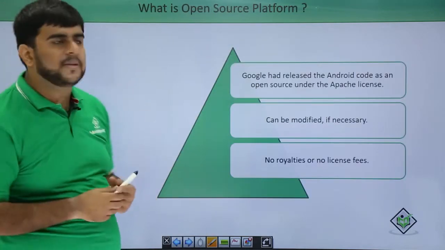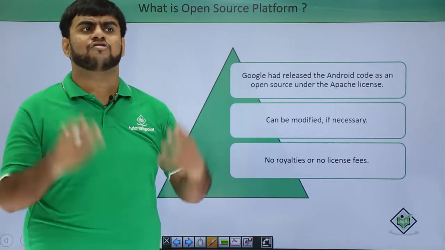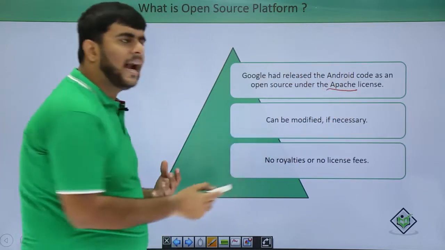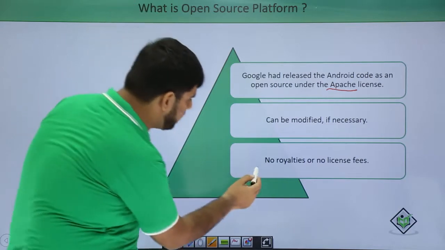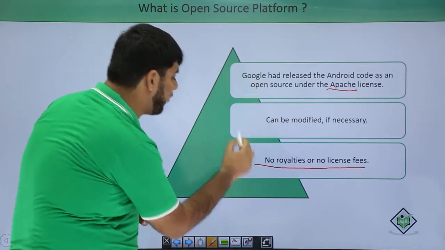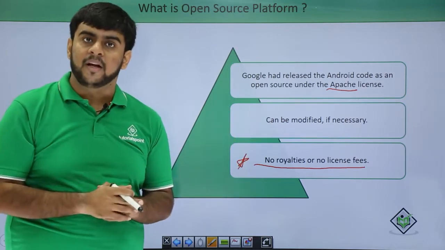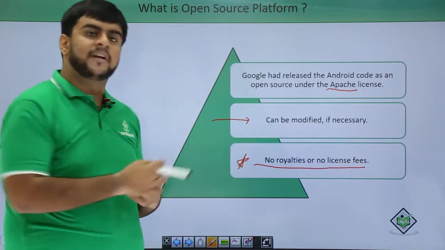So what is open source first of all? Open source is nothing but software that is released under an Apache license and is free, and there is no royalty to be paid to use that particular software. This is the main power of Android because there are no fees and no royalty to be paid. Anyone can download it and modify it as per their own need.